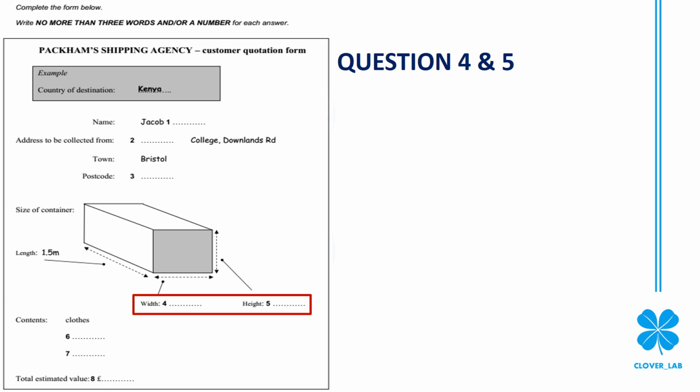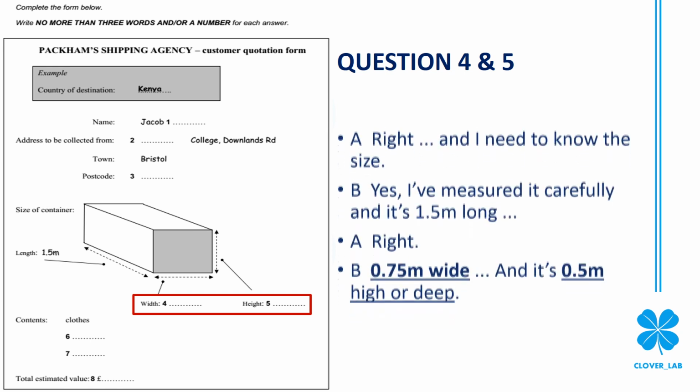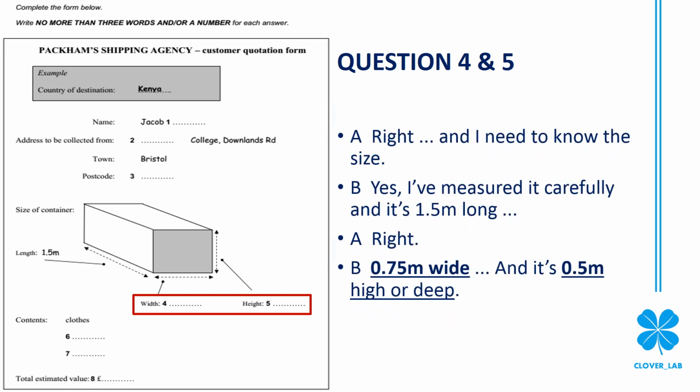So, the answer for question 4 is 0.75 meters, and the answer for question 5 is 0.5 meters. In the recording it says 0.75 meters wide, and it's 0.5 meters high or deep. So, at this point, the speakers have tried to catch you out by changing the form of some key words in this question and the next question from the adjective form to the noun.